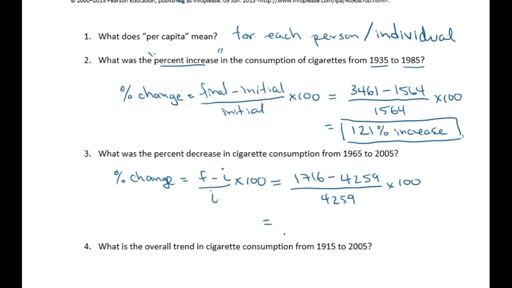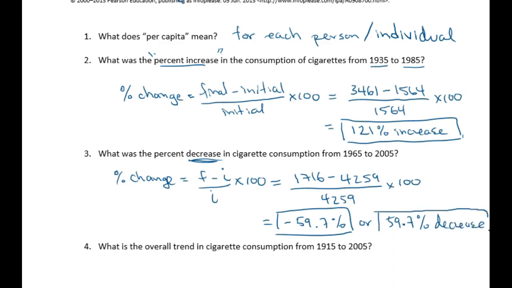When you put this into your calculator, you end up getting a negative number coming out. I ended up getting negative 59.7%. Notice the negative only happens because you were taking a smaller number minus a bigger number, and that's what's showing that decreased value. You can either leave it in this form, or you can say it's approximately 59.7% decrease. So it looks like we had a substantial increase and a substantial decrease in what's happening in the chart.